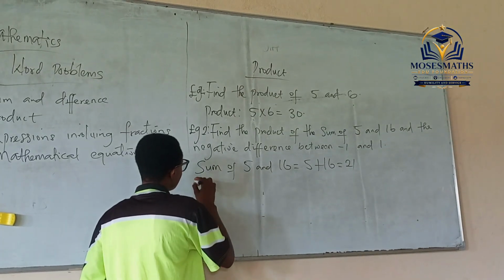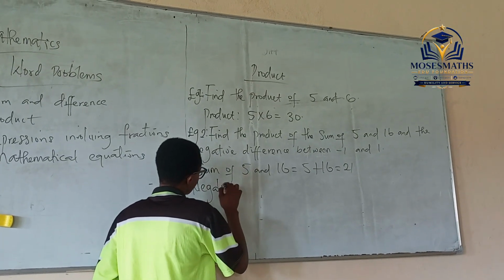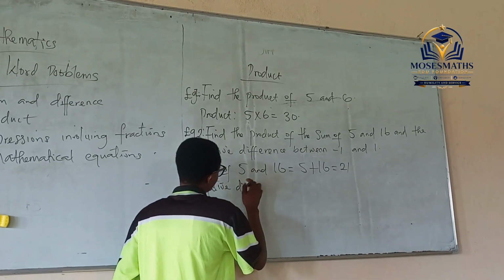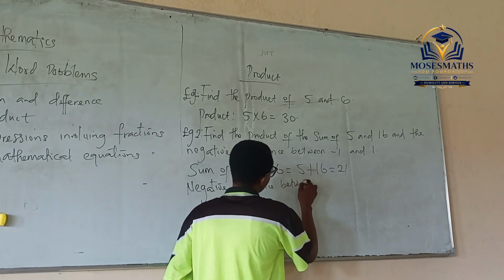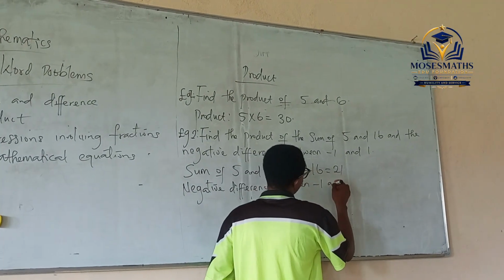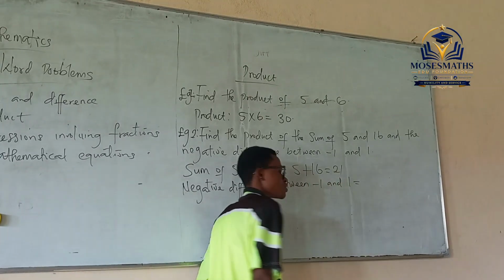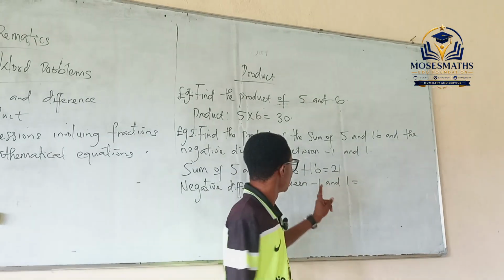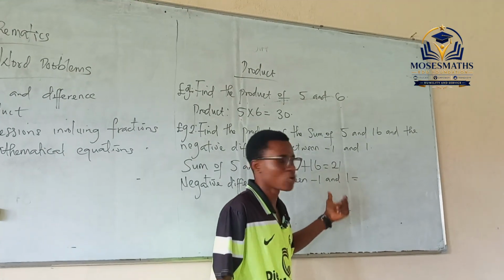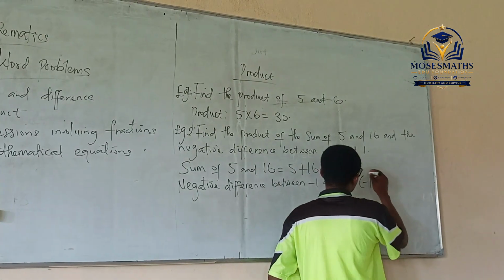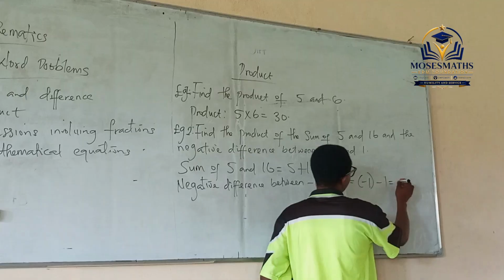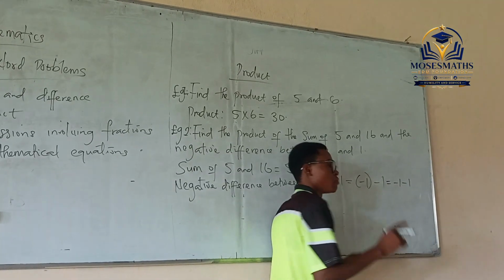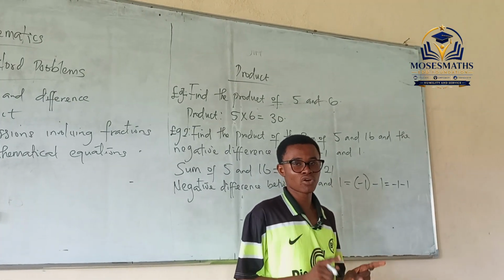So now, the negative difference between -1 and 1 equals what? Negative difference: subtract the bigger number from the smaller one. -1 minus 1. That's going to give me what? -1 minus 1 is -2.